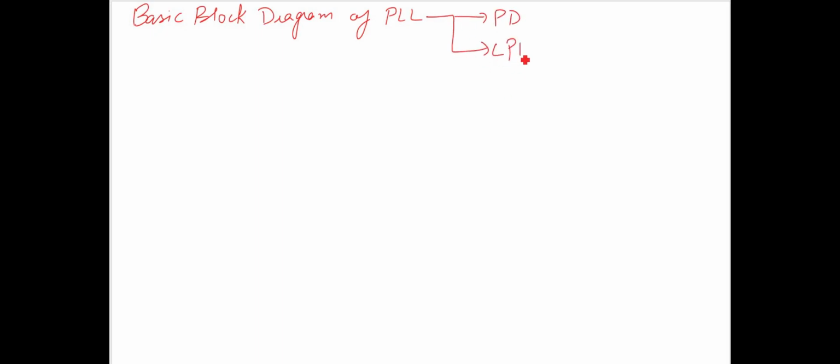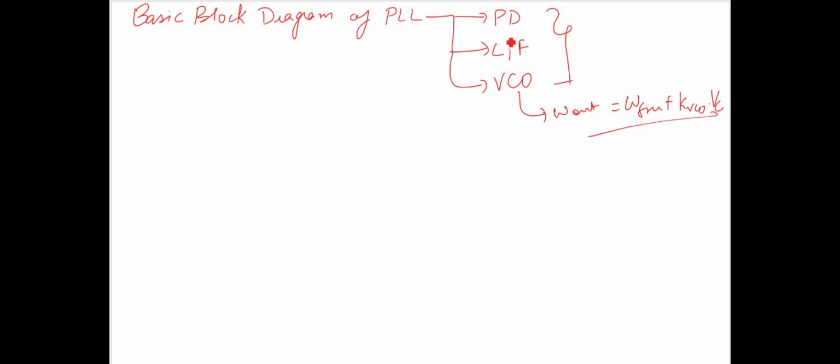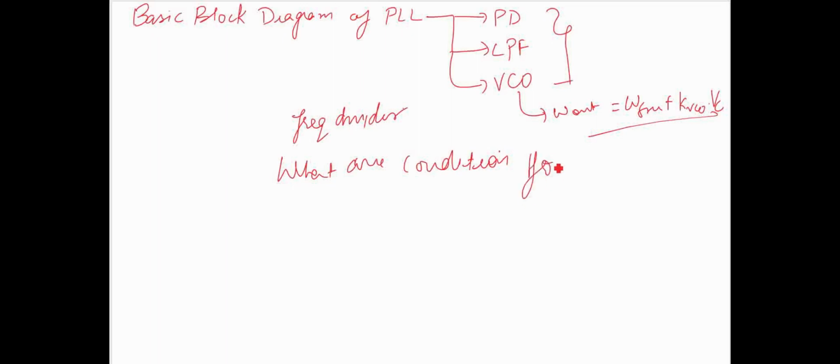So what we have learned today: we understood the basic block diagram of PLL. Inside that, we learned the very basic function of the PD. Then the low pass filter, we have to understand in more depth, along with all these blocks. Then the VCO, what is the equation? That is a really important equation: omega out equal to omega free plus KVCO dot VC. We also understood why we need a frequency divider, and what the conditions for PLL lock are. So that was very basic.